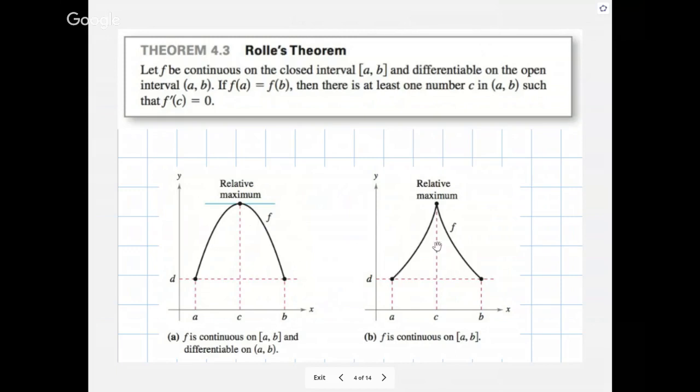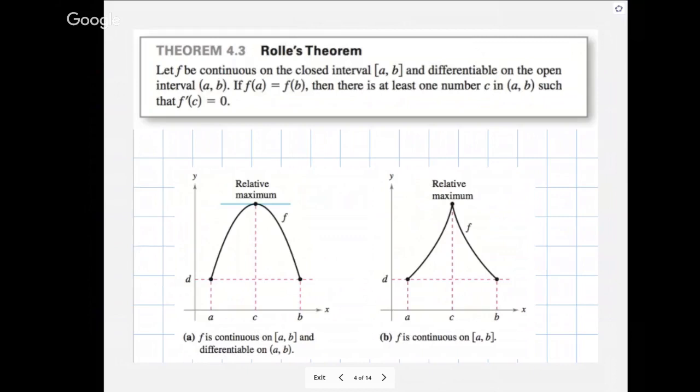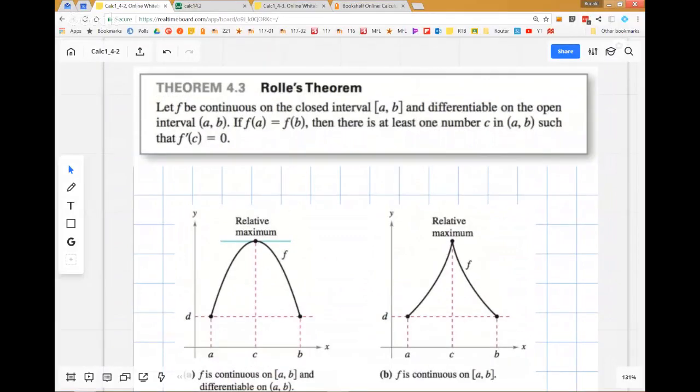Now, this one, do you see, has a problem. It starts at the same height, ends at the same height. It's continuous, but what's not happening here? Let's see, I gotta get out of this mode. What's not happening here?